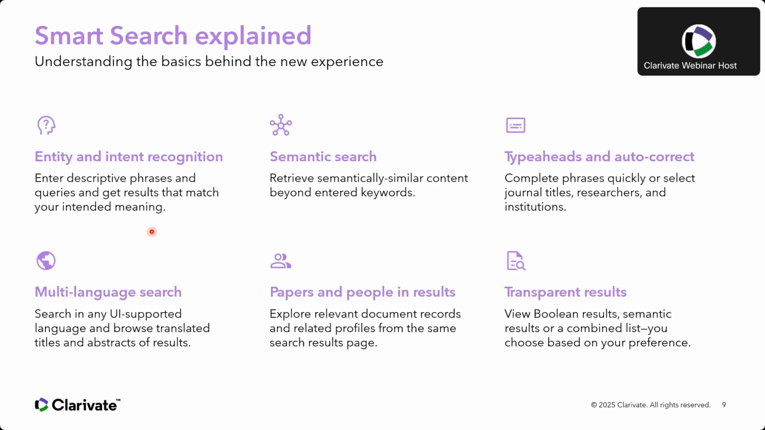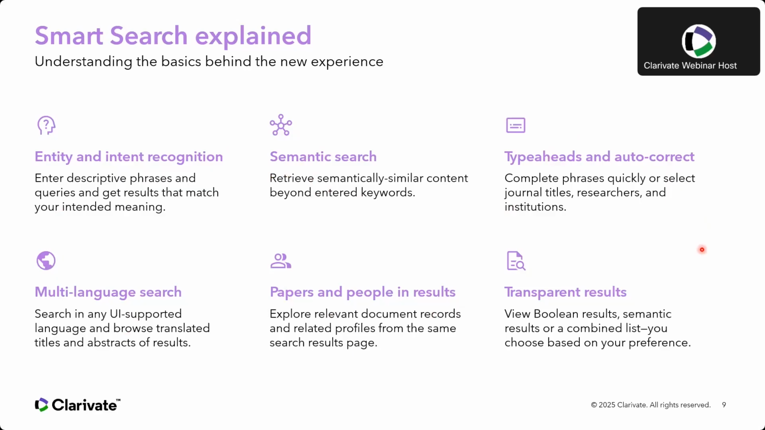So it's like Google search, right? You start writing keywords and you get suggestions based on the meaning. Multilingual search, I mentioned that already. Semantic search, so you'll retrieve content that are semantically similar beyond the keywords that you wrote. You'll have papers and people in the results, type aheads, and autocorrect.